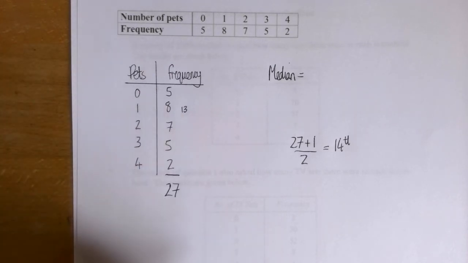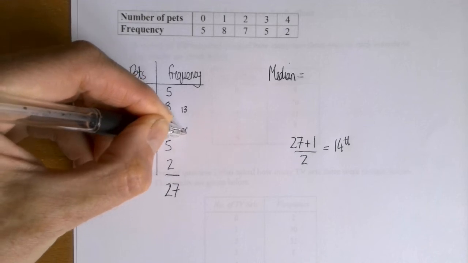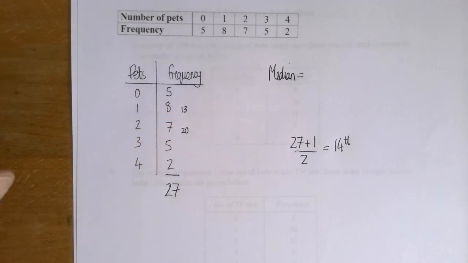So 13 people have lined up. I say, okay, people with 2 pets, come and join the line, please. So that's 5 plus 8 plus 7. That's 20 people. You know what's coming next?